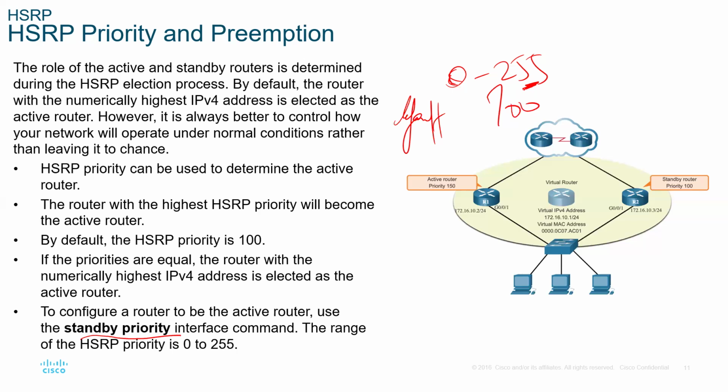So they send hello packets and show their information. One router's priority value is 255, the other one's priority value is 0. After that exchange, the one with 255 becomes the active router. If the priorities are equal, the router with the numerically highest IPv4 address is elected. Okay, I think we touched on this already. We're good.